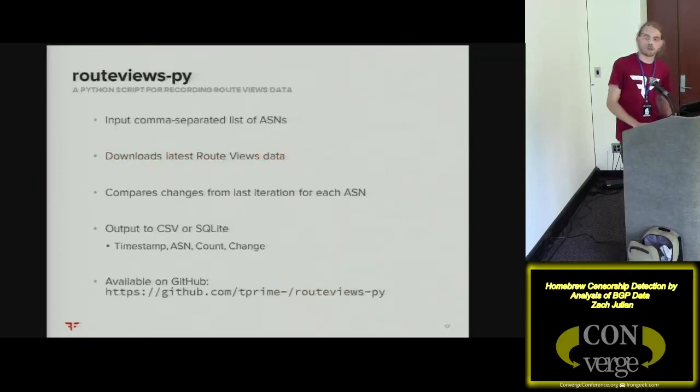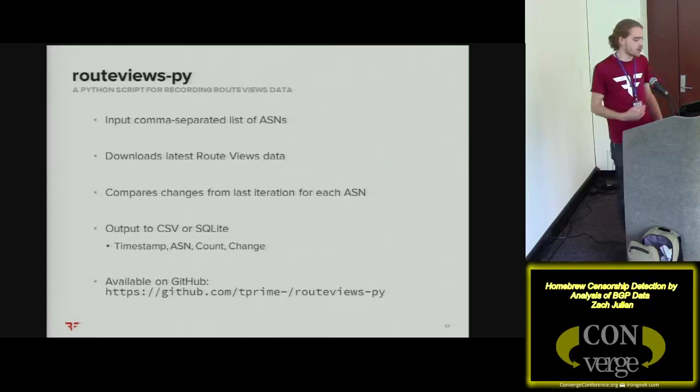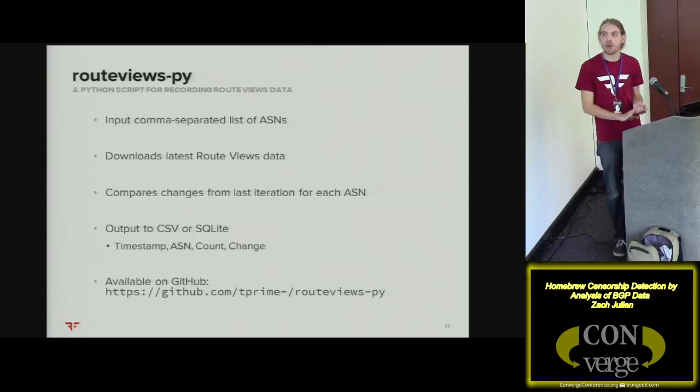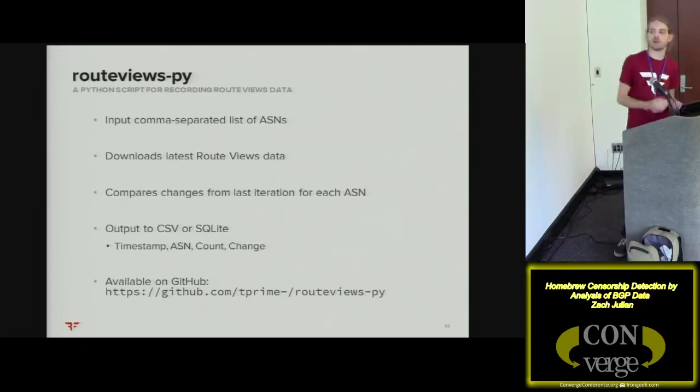So I wrote a Python script called routeviewsPy to make this easy. You feed it a comma-separated list of ASNs. It downloads the latest RouteViews data. It does that calculation to compare the change. I have it set up every 2 hours, but you can do whatever you want. I recommend 2 hours. And then it outputs this to either CSV or SQLite. Those are the columns it outputs: the timestamp, the ASN we're talking about, the number of times that was seen in a routing path, and then the change compared to the last iteration.